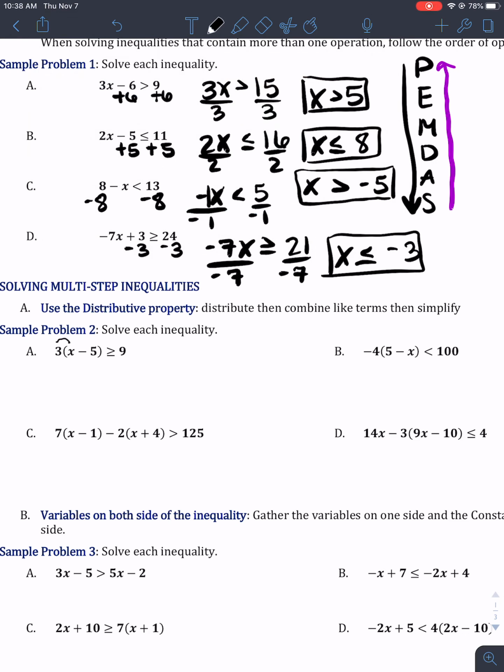So we're going to take and multiply 3 times x and get 3x. And then 3 times negative 5 is negative 15. Greater than or equal to 9. All right, so now it just looks like a two-step inequality that we've done before. So we're going to add 15 to both sides. So those 15s go away. I have 3x is greater than or equal to 24. And I need to now divide by 3. So x is greater than or equal to 24 divided by 3, which is 8. So that is my solution.